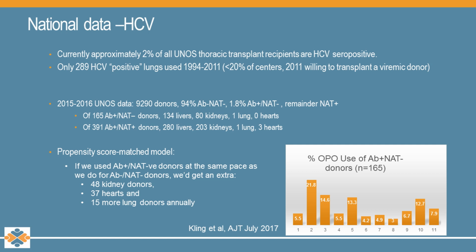There's been a slow trickle, I think, of people in the thoracic community at least using Hep C positive lungs, but really very few willing to do it in that group. Certainly in our livers, this has been a little more common. When we've looked through UNOS data to find how many people are taking donors who are antibody positive, NAT negative, so these are non-viremic and in theory cured patients, how many of those are being used? As you can see there, 134 livers, 80 kidneys, and basically nothing in the thoracic realm.